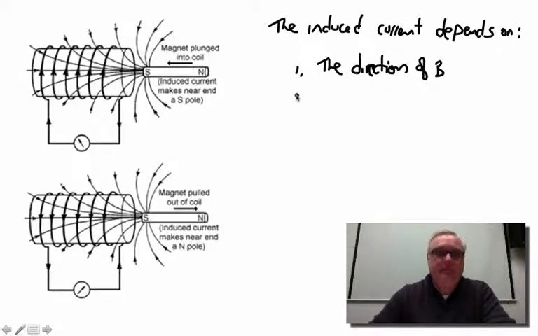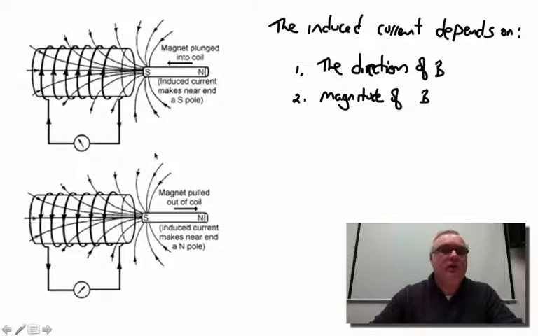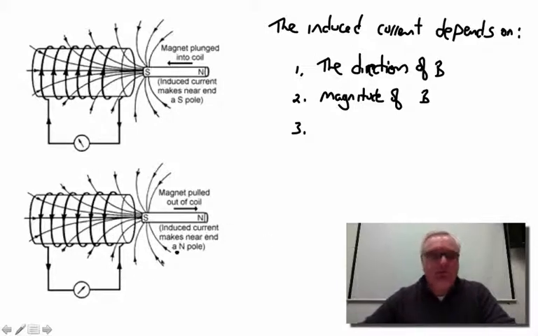Is one thing. The other thing it depends on is the magnitude of the field. Okay, so a stronger magnet creates a stronger current. The other thing that you notice is that it depends on the direction of the change. So when the south pole is moving in, I get current in one direction. When the south pole is moving out, I get current in the opposite direction. So again, the direction of the change.